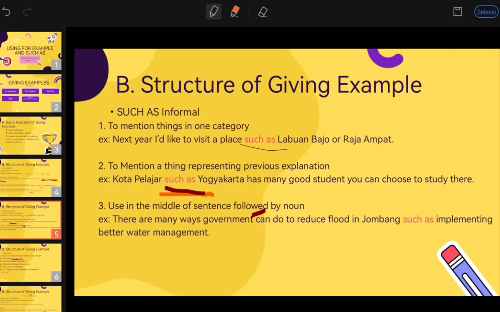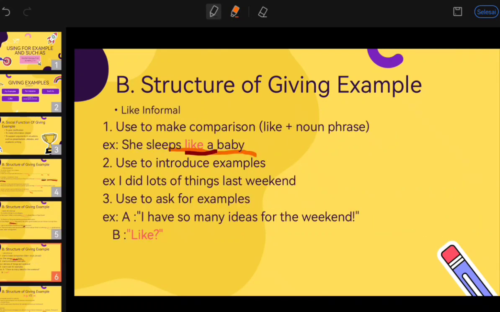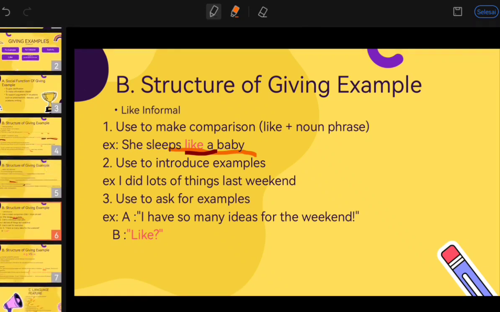Number three, used in the middle of the sentence followed by noun. For example, there are many ways the government can do to reduce flood in Jombang, such as implementing better water management. Like is one, used to make comparison. It is like plus noun phrase. For example, she sleeps like a baby.